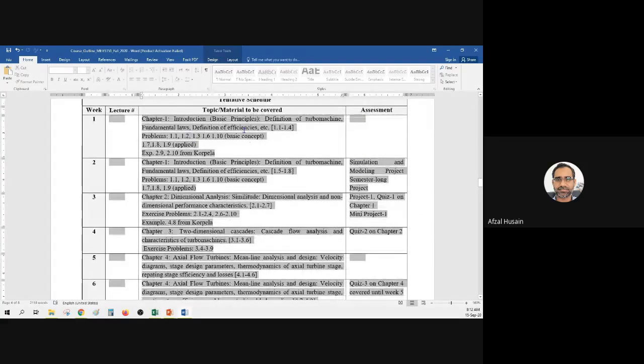So here we have the different sections that we will cover from each chapter. Like chapter 1, we will cover this section, and these are the problems, some suggested problems.